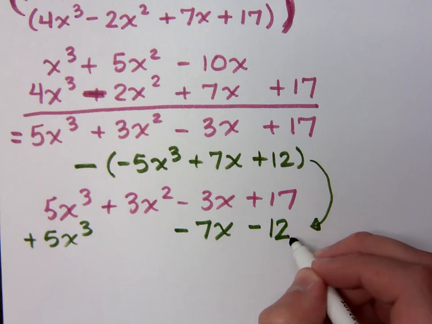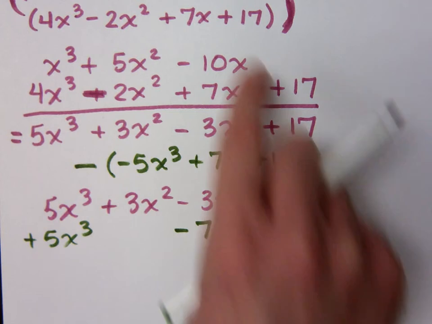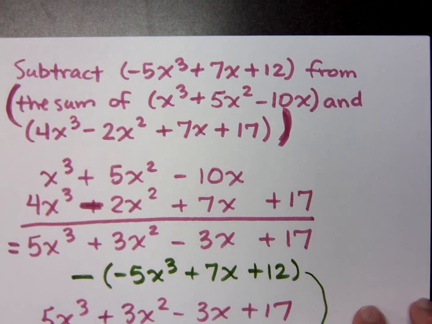Where'd you get the negative 5x to the third to begin with? Yes. That was the first thing I wrote here in the problem. Because that's what I'm subtracting now.